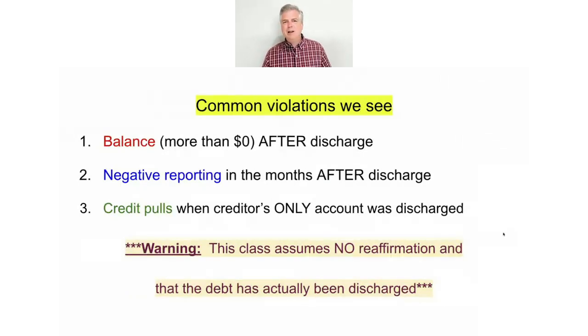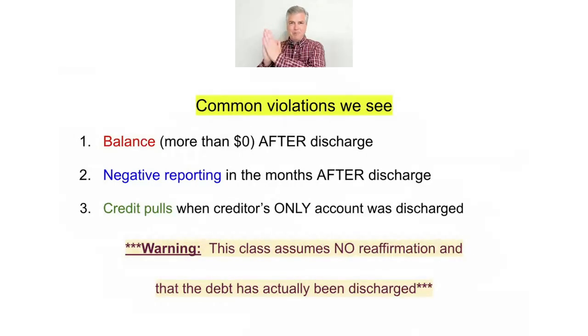Okay, so here are some violations. Now, there are more violations than what I have on the screen, but these are really like the big two, and then there's a bonus. So the number one, kind of the classic violation, is there's a balance, other than zero or other than just blank. There is a balance, $100, $1,000, $10,000, whatever it is, that shows up, and this is after your bankruptcy.